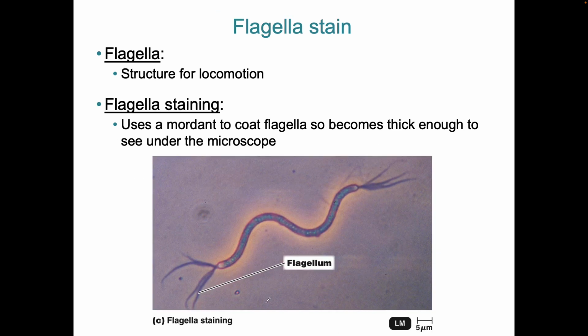And then finally, you have the flagellar stain that can allow you to actually see the flagellum. You won't do this process in the lab, but you will be looking at slides that have been processed this way. And again, the way this works is it uses a mordant to coat the flagellum and make them thicker so that they're easier to see under the microscope.